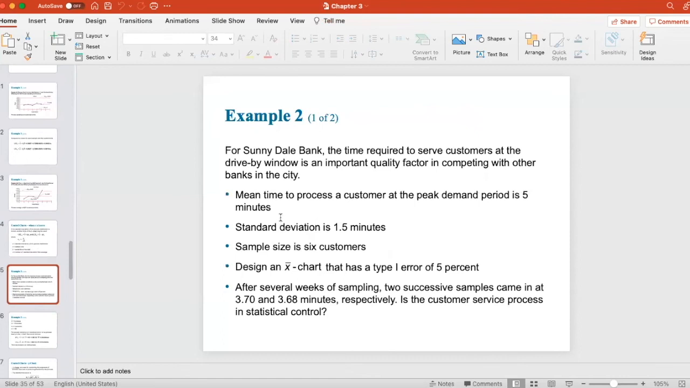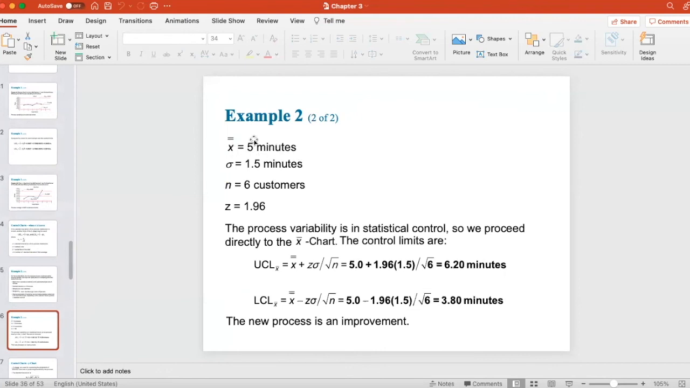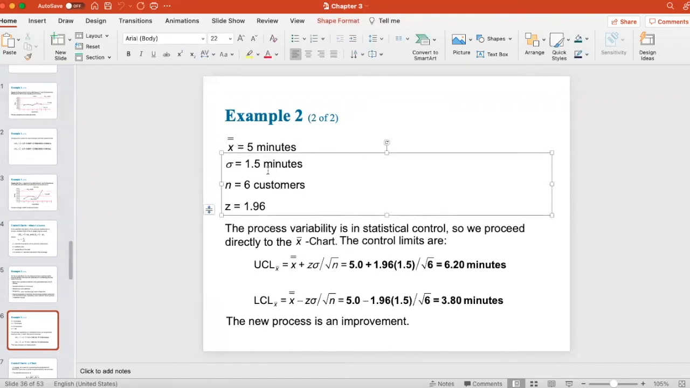For example, here I provide some context, but let me translate it to the mathematical expression. The context gives you all these different pieces of information. First, x double bar equals 5 minutes. The sigma, the standard deviation of the population, is 1.5 minutes. And n represents 6 customers. Basically, every sample includes 6 customers. And the Z value, I directly tell you, is 1.96.